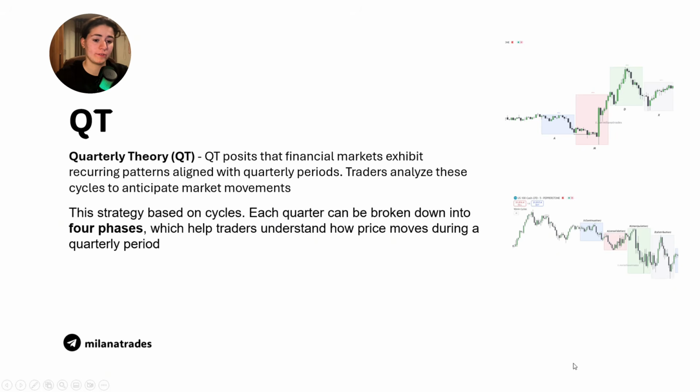Okay, what is a quarterly theory? Quarterly theory suggests that financial markets show recurring patterns that align with quarterly periods. Traders learn these cycles in order to anticipate how the market might behave and to prepare their strategies. This approach is based on cycles. Each quarter can be divided into 4 phases. These phases help traders understand the typical way price develops within a quarterly period, and they provide a framework for analyzing and predicting market movements.